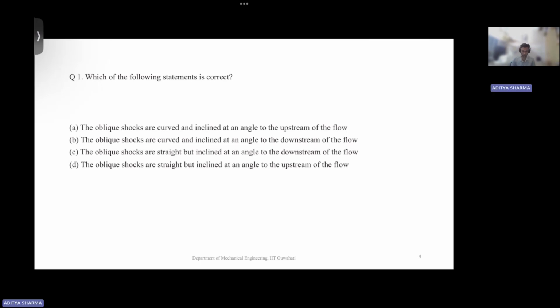So question number one, four options are there. So we have to tell which one is the correct one.